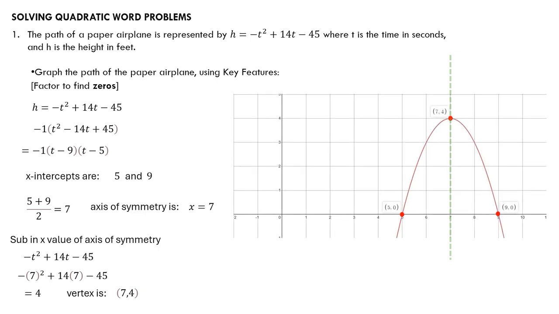We can sketch in our parabola there. And that'll represent the path of the paper airplane over a period of a few seconds. 9 to be exact.